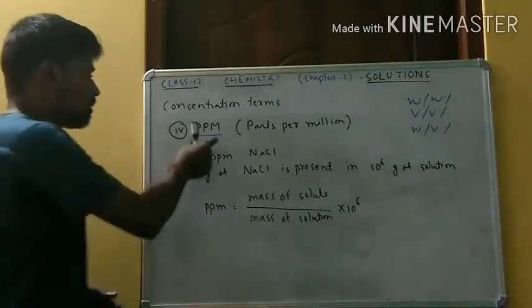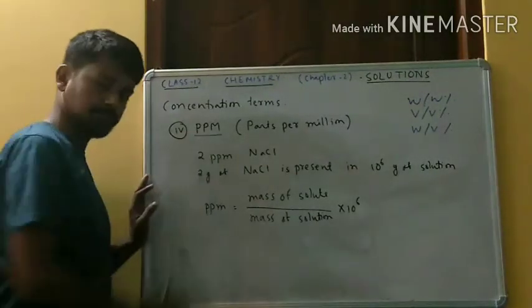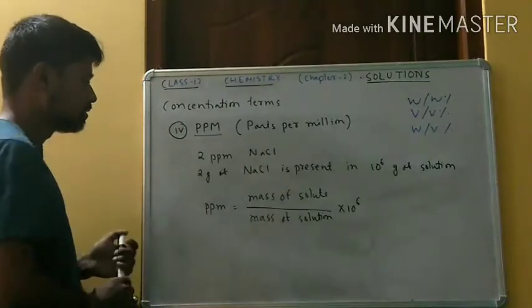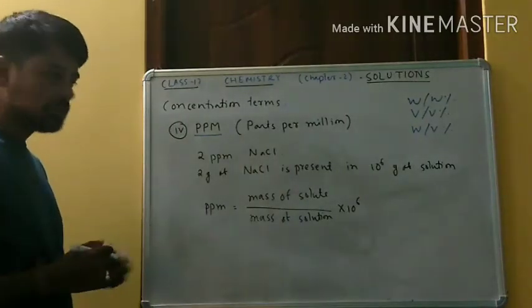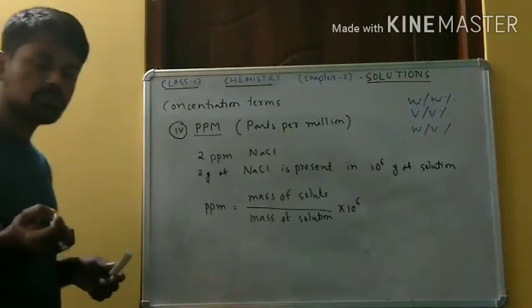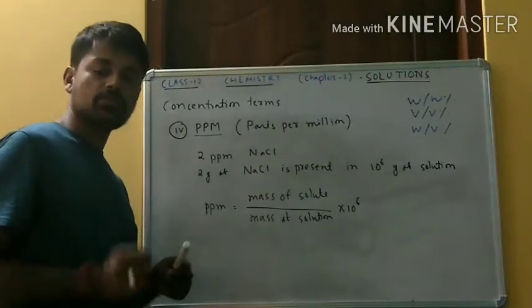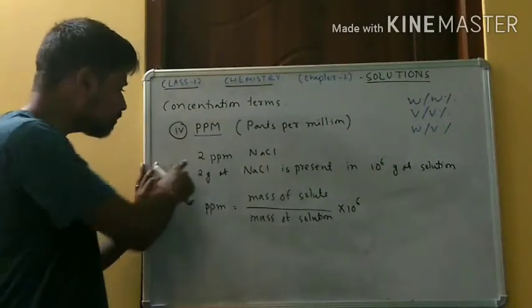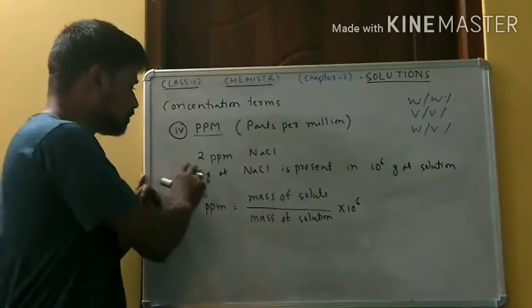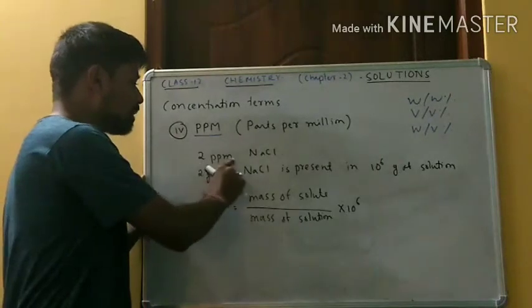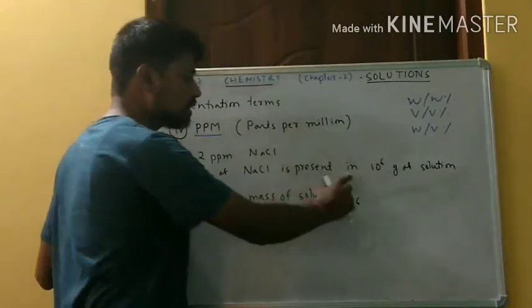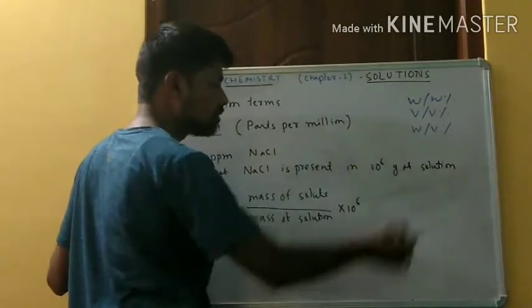First, let us discuss parts per million, or ppm. Parts per million is used for a substance which is present in a very trace or very small quantity in a solvent or in a solution. So, if we are given 2 ppm of NaCl, that means 2 gram of NaCl is present in 10 to the power 6 gram of solution.